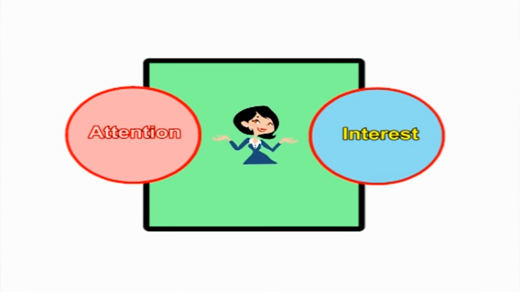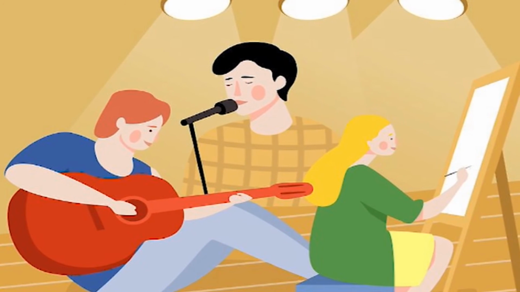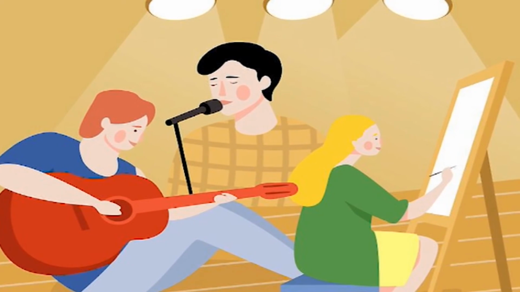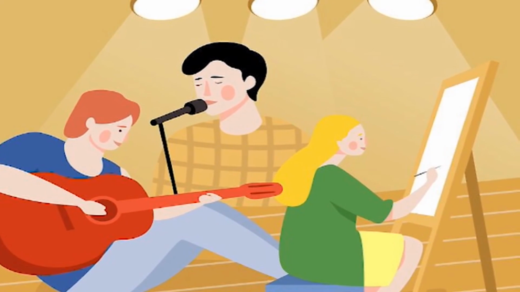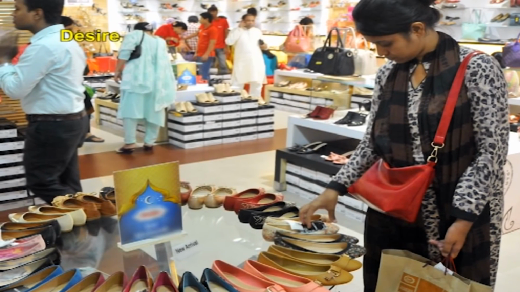Attention and interest are interconnected and mutually dependent. They are like the two sides of a coin. To pay attention to an object, a person or an activity, we should have interest in them. McDowell has very cogently said, interest is latent attention and attention is interest in action. The interest of a person plays a key role in determining one's attention. Each of our interests may be regarded as a powerful stimulus to draw our attention to a particular thing, person or activity. The second factor is desire.